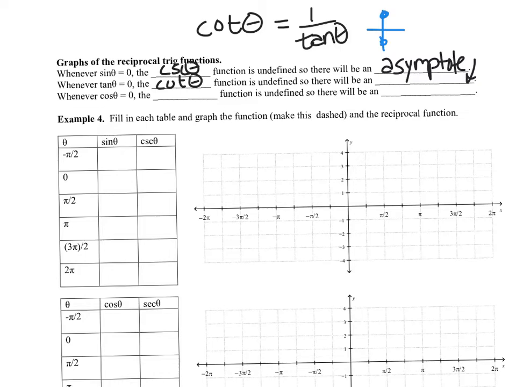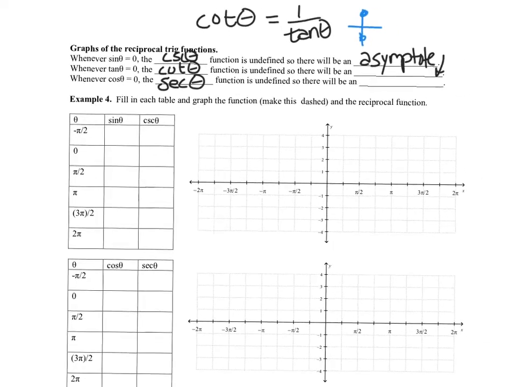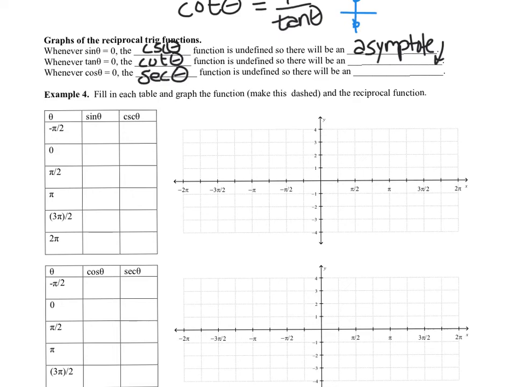Whenever cosine of theta is equal to 0, the secant of theta function is undefined, so there will also be an asymptote. So when I'm graphing these reciprocal functions, first I'm going to graph sine of theta in order to graph the cosecant of theta.